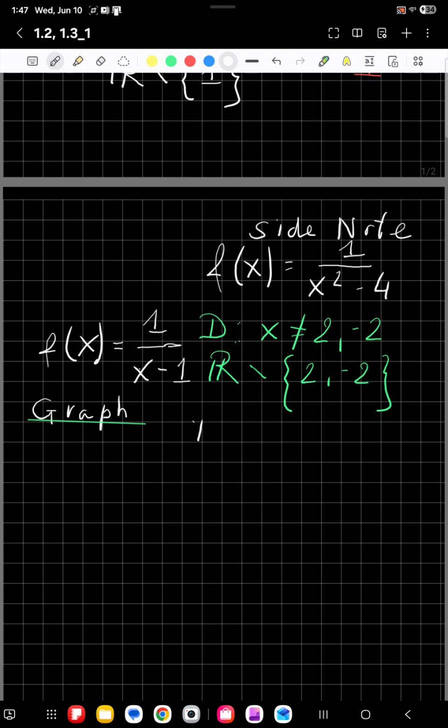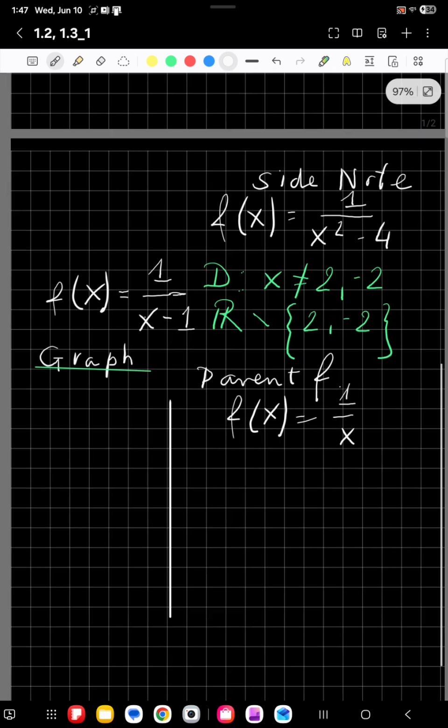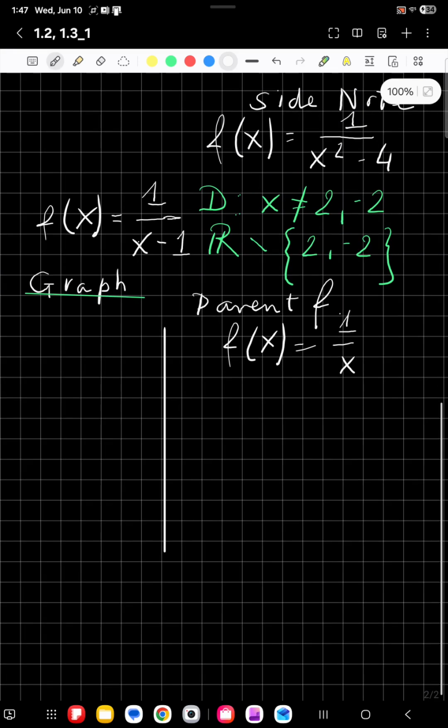All right, so let me just write it. The parent function would be f of x equals 1 over x. All right, so reciprocal or rational function. So let's graph it. We could graph it the way we did it last time, when we were plotting points, making a table, plotting points.